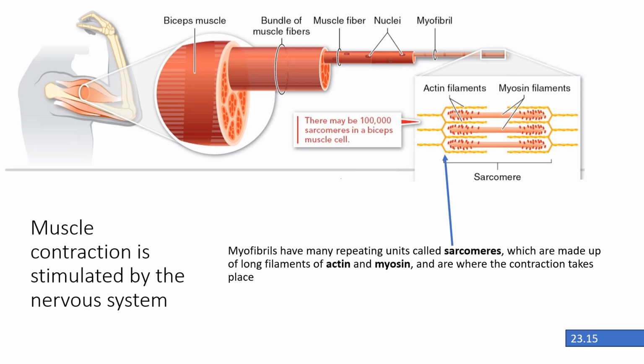Now let's zoom in even further on a myofibril. Each myofibril is made up of repeating units called sarcomeres. These sarcomeres have the components that actually allow the muscle to contract and relax. It's made up of 2 types of filaments, actin and myosin.